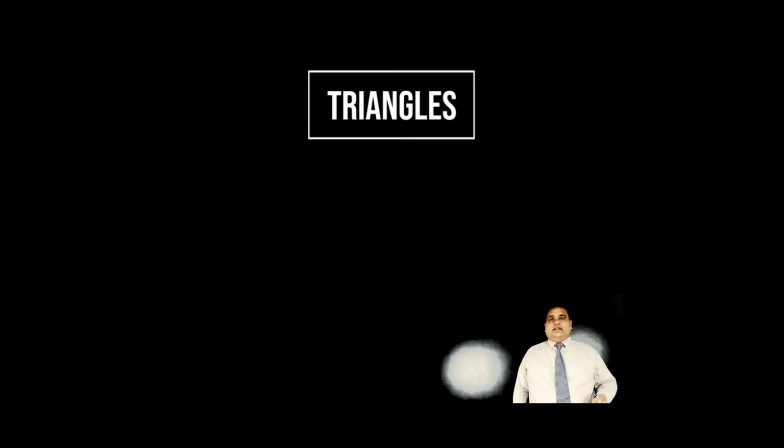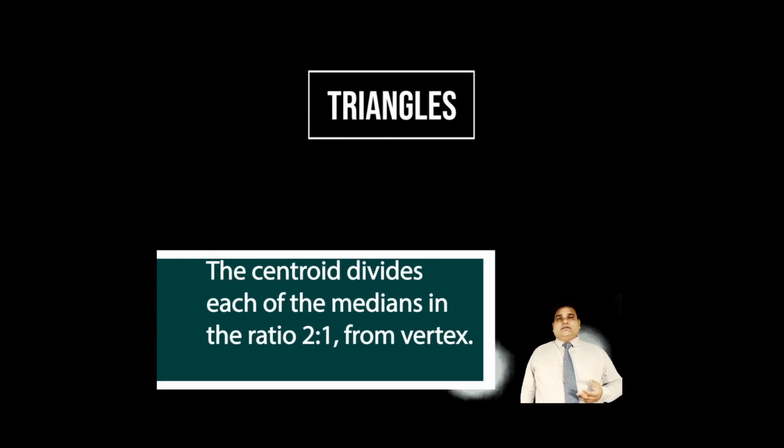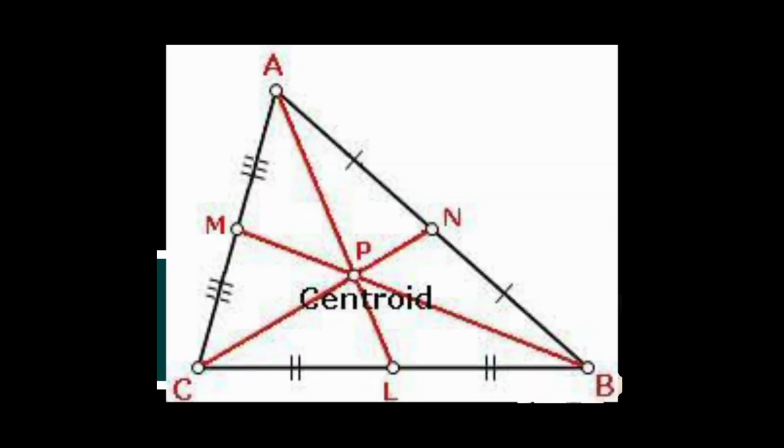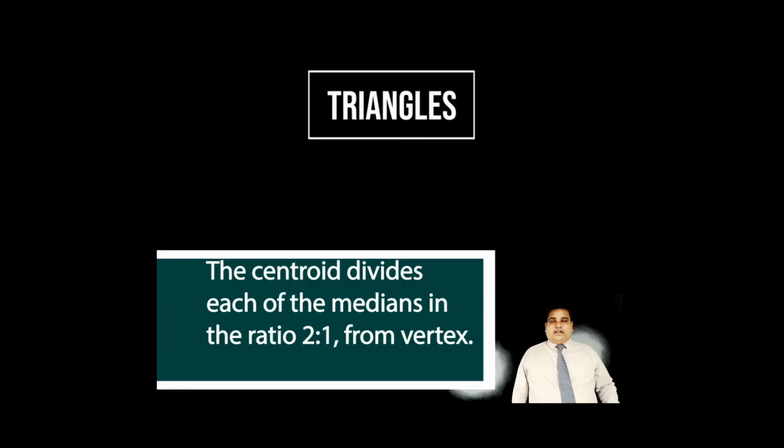Concept number 43, property of centroid. The centroid divides each median in a 2:1 ratio from the vertex. Here you can see in the diagram, ABC is a triangle where AL is a median. Point P is a centroid, because BM and CN are also medians. The point of intersection of all three medians is known as the centroid, so point P is the centroid.